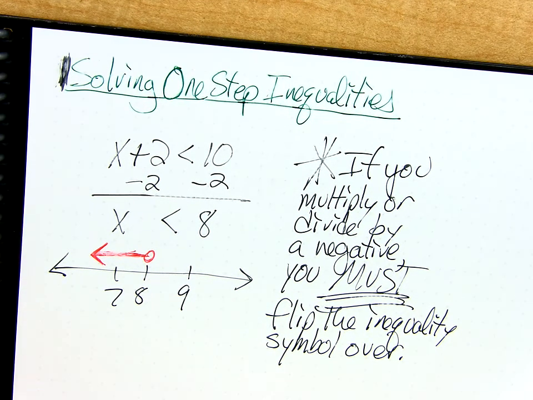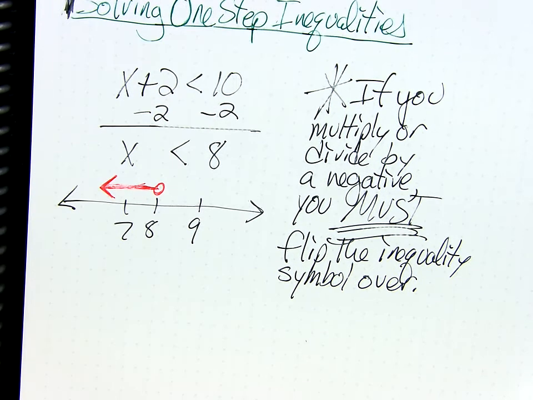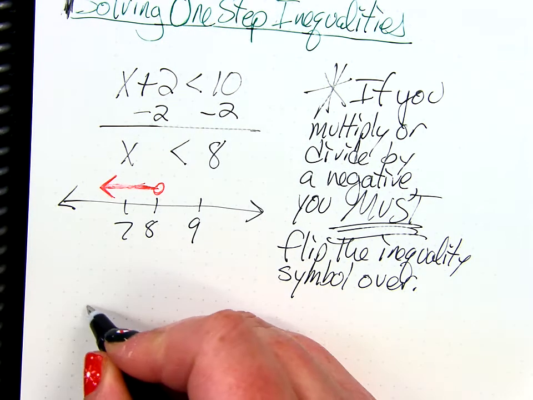So in this example, that didn't happen. I didn't multiply or divide by a negative, so I didn't have to worry about it. But if I do, I'm going to need to flip it. So let's do an example that involves flipping. Okay, so we'll start off with something nice and easy.